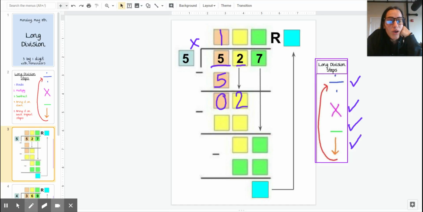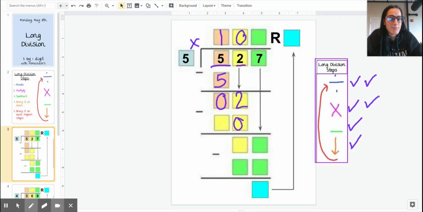Okay? So now we're looking at 2 as our dividend. And we need to ask ourselves, how many times can 5 go into 2? And I know 2 is smaller than 5, so 5 goes into 2 0 times. It can't go in. So I'm going to put a 0 on top of my 2 that I just brought down. And I'm going to check off that we've divided. Next, I need to multiply the 5 by the digit I just wrote in my quotient, which is 0. So 5 times 0 gives me 0. Check off that we've multiplied.